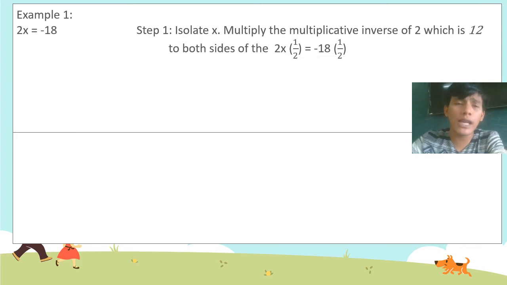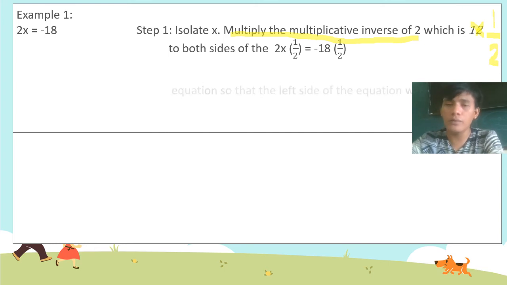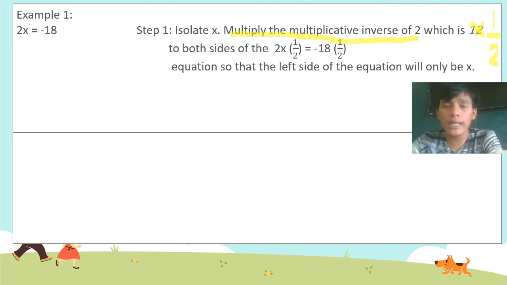2x is equal to negative 18. To isolate x, multiply by the multiplicative inverse of 2. That will be 1 over 2. Sorry, this is not 12, it is 1 over 2. We multiply both sides of the equation, 2x times 1 over 2 equal to negative 18 times 1 over 2, so that the left side of the equation will be only x.